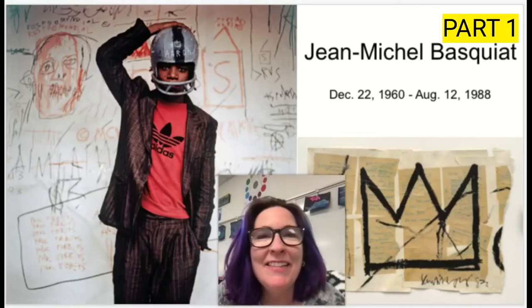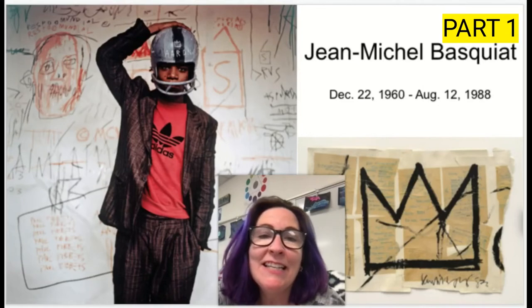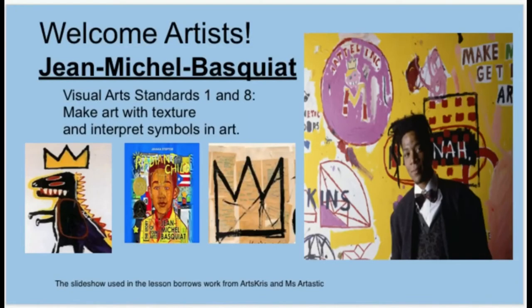Hi guys, it's me, and this is Jean-Michel Basquiat. He lived from December 22nd, 1960 to August 12th, 1988. Today we will review standards 1 and 8, make art with texture and interpret symbols in art.